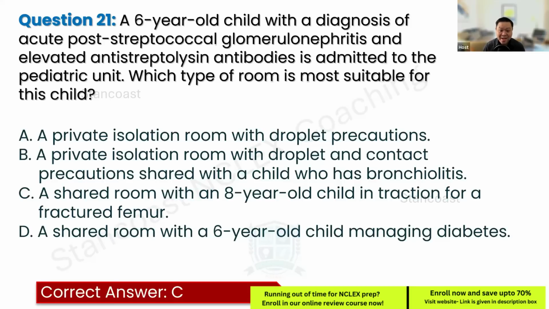Now, if you selected letter A, isolation is not necessary since the child's cultures are negative. And also B, this is incorrect. The same reasoning in A applies. Isolation is not needed due to the negative cultures. Letter D is also incorrect. While this child is the same age, those with diabetes may have different activity levels and could also pose a risk of increased activity compared to a child in traction.